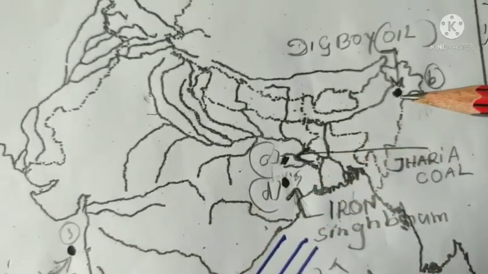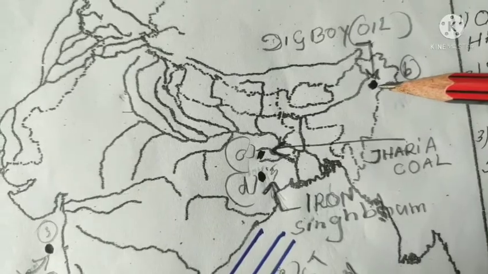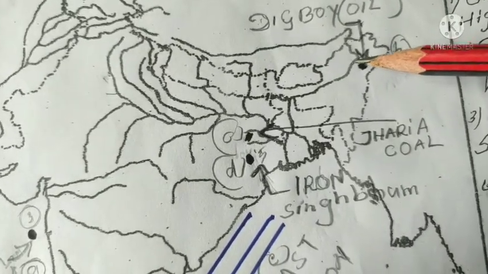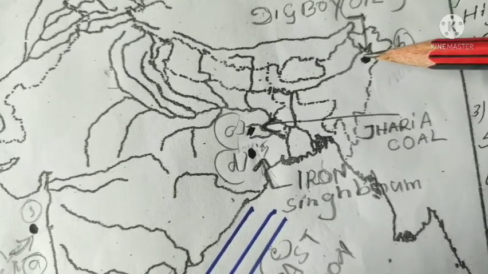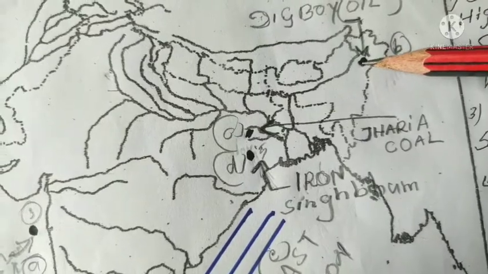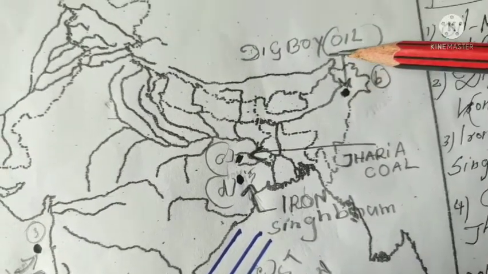And one more oil field is here, that is known as Digboy. Digboy is in Assam. So where is its exact location? This is the river Brahmaputra and this is the Assam border. In the center between these, you have to draw a small dot and write here Digboy.